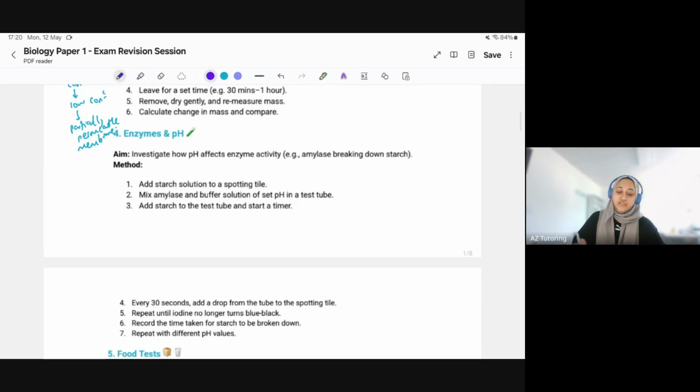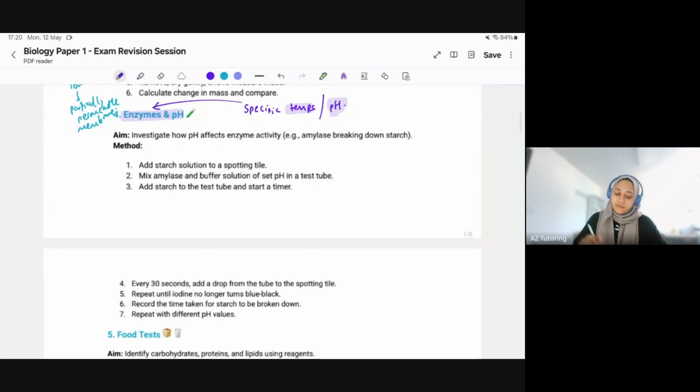We've got enzymes and pH. Now, remember, with enzymes, we'll go into this in more detail. Enzymes work at specific temperatures and a specific pH. For example, if you've got an enzyme in the stomach, it's proteases, and they would work at a very acidic pH because there's hydrochloric acid within the stomach. Whereas the amylase that's in our saliva would work at a different pH compared to the one in the stomach. So just remember, it's at specific temperatures and pH, and this investigation would test how pH affects enzyme activity.